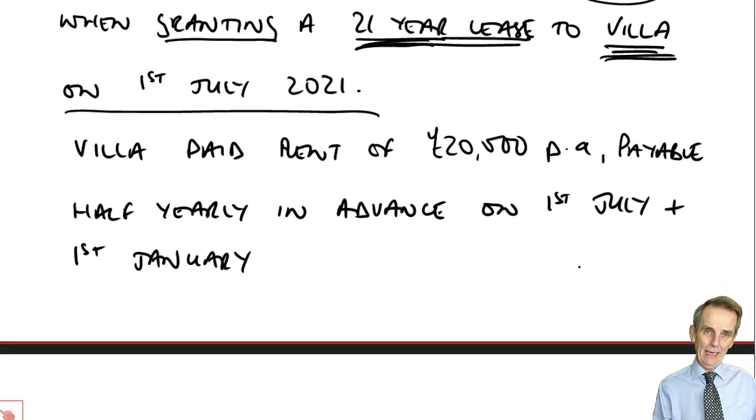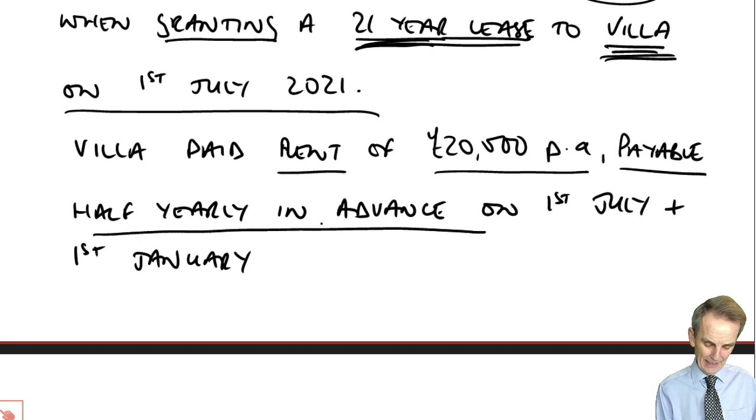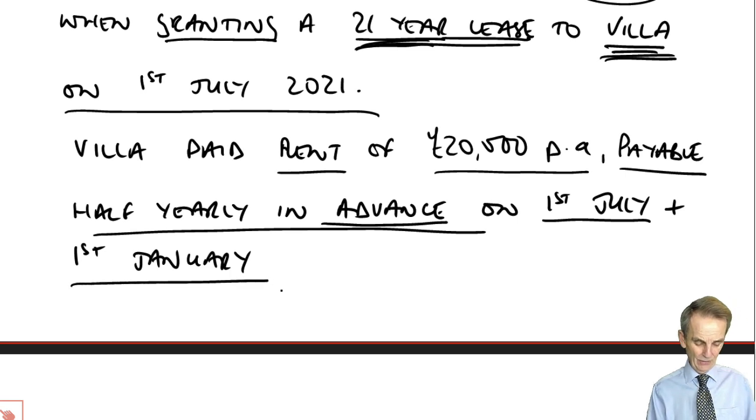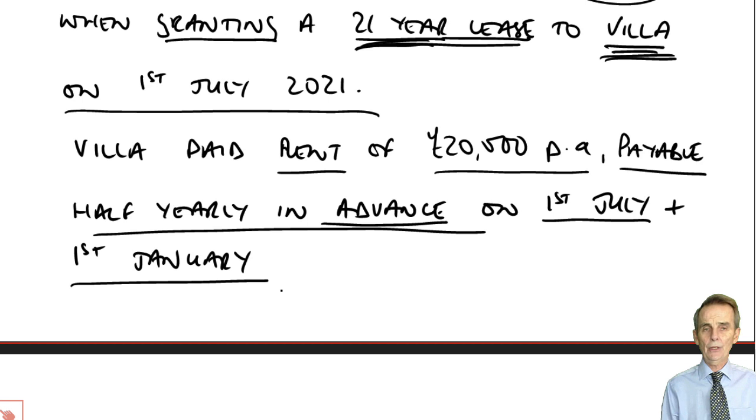As well as Aston receiving the premium of £70,000, Villa was also required to pay a rent of £20,000 per annum, payable half-yearly in advance on the 1st of July and the 1st of January in each year. And what we've now got to do is to establish the property income assessment.